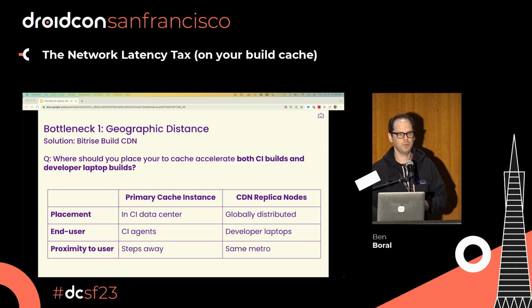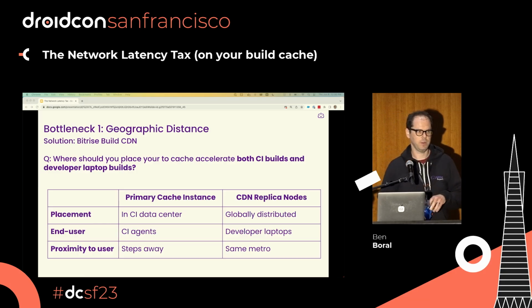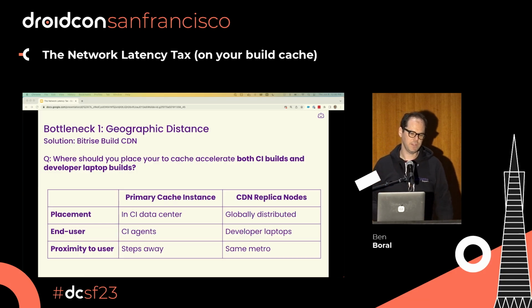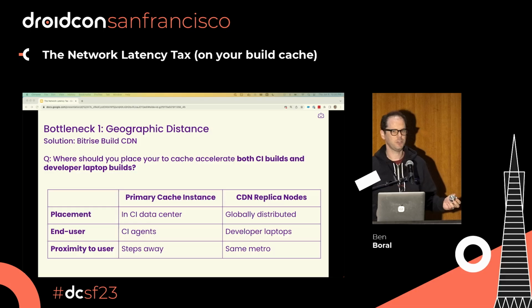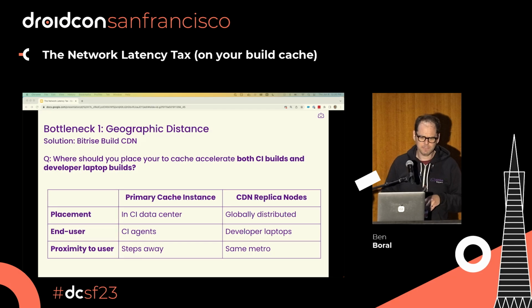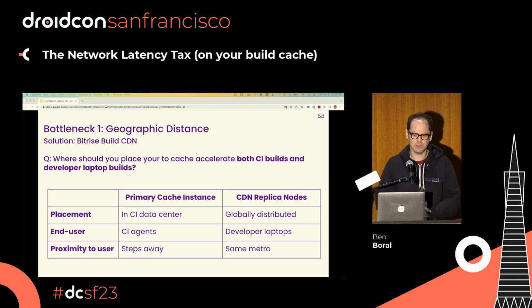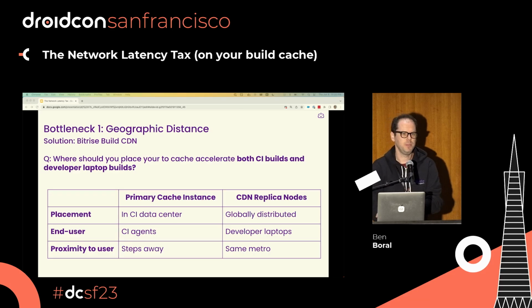And then we've got the replica nodes. These are in a globally distributed CDN. It means that if you're a developer, there's probably a CDN node in your metro area or in the nearest major metro area. So using those two things, we've reduced the distance between the users of the cache and where the cache lives.